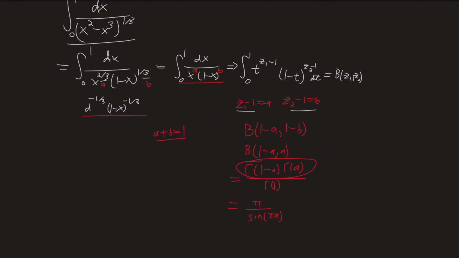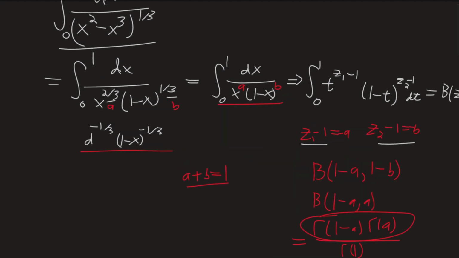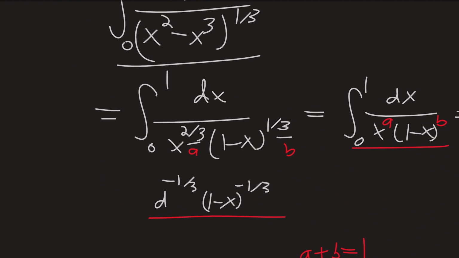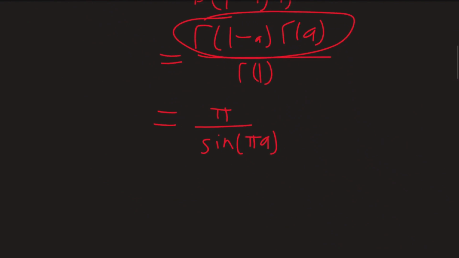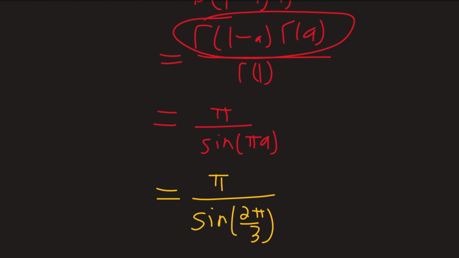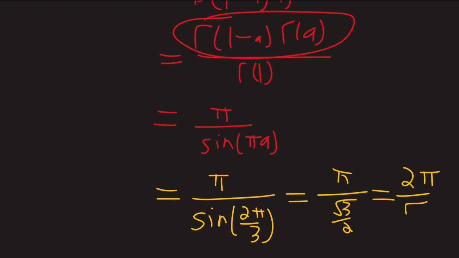If we go back to our original integral, you'll notice that we factored out the x squared, and we got the 2/3 there, and that's what our a is. So for the specific example, with a equal to 2/3, we end up getting pi over the sine of 2 pi over 3. If you think back to the unit circle, the sine of 2 pi over 3 is the square root of 3 over 2, meaning this is pi over the square root of 3 over 2, or simplified, it's just 2 pi over the square root of 3, which is the answer to our original integral.